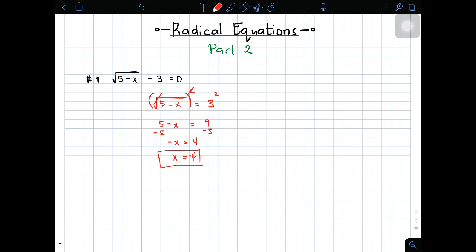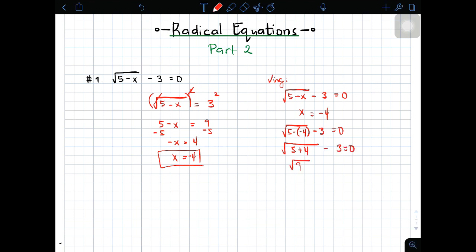So we will have the checking. We have to check the number if it can satisfy the given equation. So you have to do the checking. You need to copy the original equation, the square root of 5 minus x minus 3 is equal to 0. And then you will have x equal to negative 4 as the value of x. And then substitute the value of x, which is 5 minus negative 4, minus 3, equal to 0. Simplifying this radical, you have 5 plus 4 minus 3.